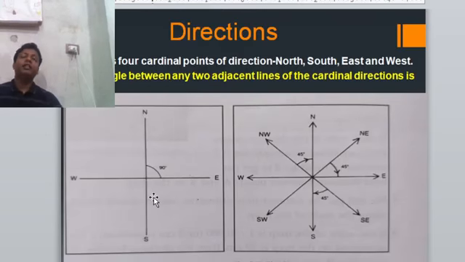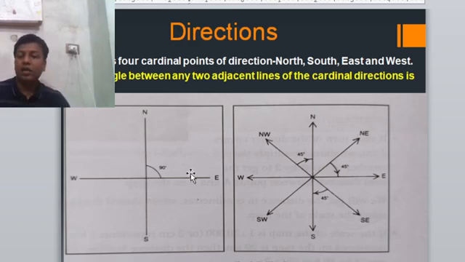As you know, in your daily life there are four directions. All those directions are the cardinal directions. As you have already understood about coordinate geometry, we have the x and y axes and four quadrants. Like that, north, south, west, east, we have four cardinal points of direction.